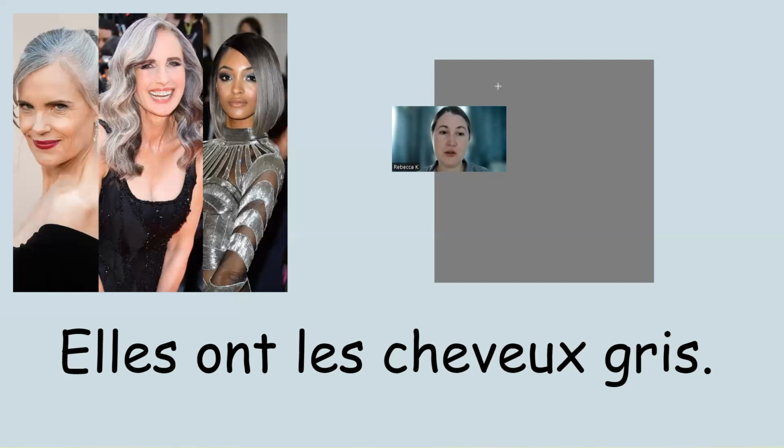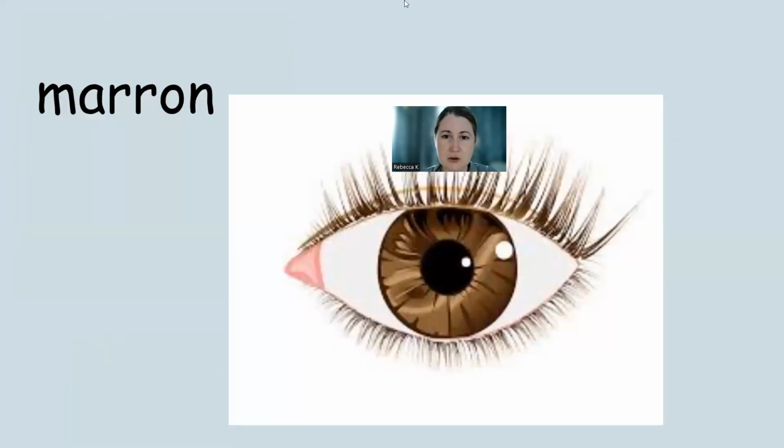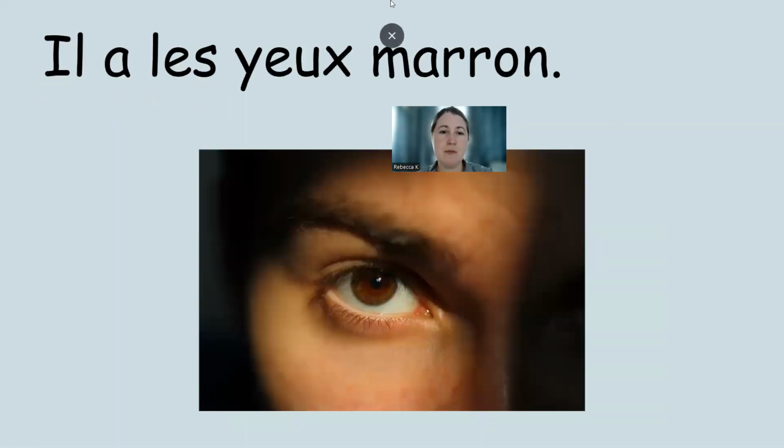Merci. I think you're all doing wonderful. You're showing up. And we're going to talk about eye color quickly. Marron, comme moi, brown, marron. This word actually means chestnut. Marron. So look, it's the same format.